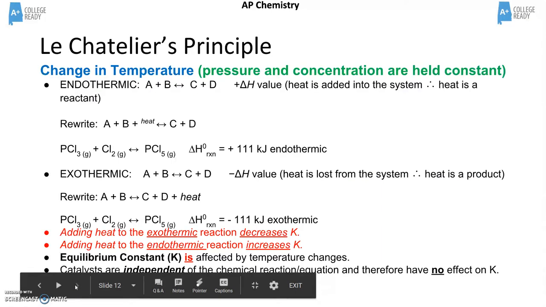So here are some examples. They'll give you a delta H positive value. Of course, that's our endothermic. And then they'll give you an exothermic reaction, a negative delta H. And so when you add heat to an exothermic reaction, it's going to decrease K. Why? Which way is it going to shift? It's going to shift towards, you got it, the reactant side. If I add heat to an endothermic reaction, it's going to, of course, cause the reaction to go towards the product side and increase K. And remember, one more time, a catalyst has no effect on K.